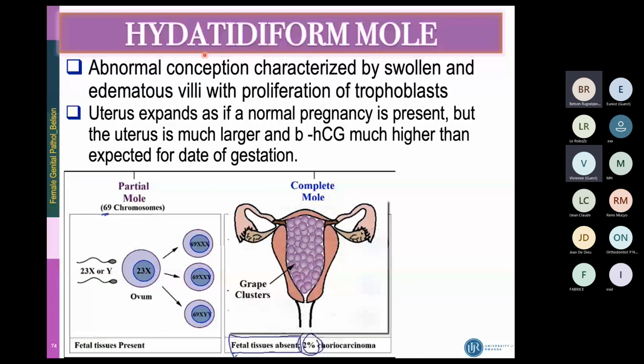So hydatidiform mole can later develop into choriocarcinoma in the uterus, not in the ovary. So this is abnormal conception characterized by swollen and edematous villi with proliferation of the trophoblast. So it is not difficult to diagnose.